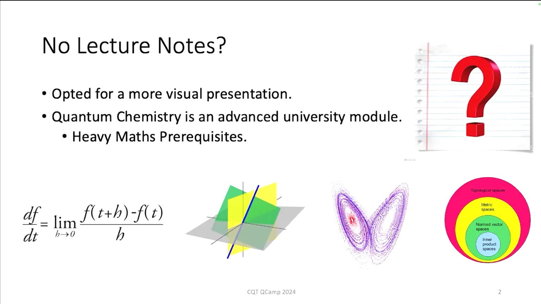Actually, quantum chemistry in university is a very advanced module, and that's because you need a lot of mathematical prerequisites. You need to understand calculus, linear algebra, differential equations, and vector spaces, which can be very, very complicated if you don't know them. So for today, I'm going to present.